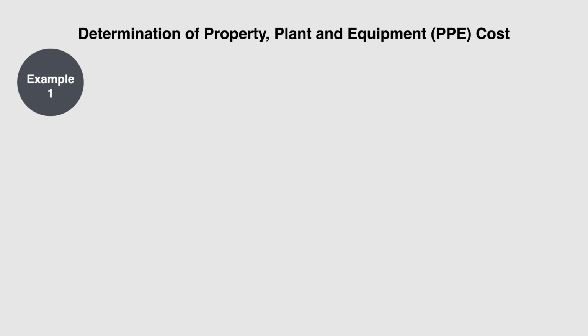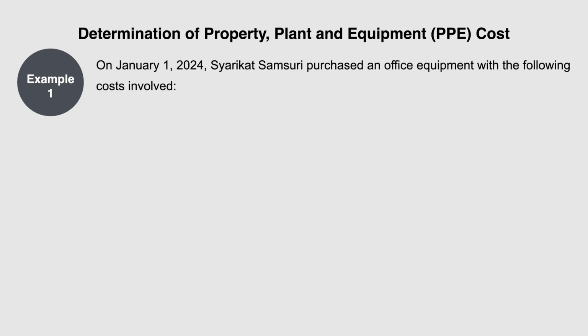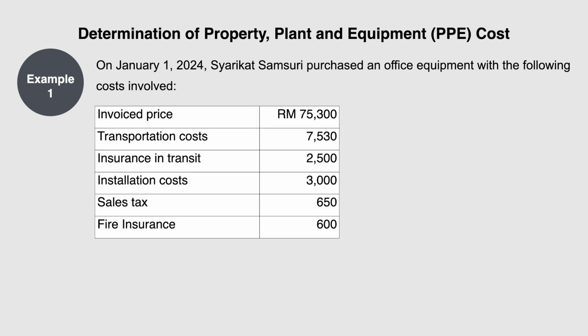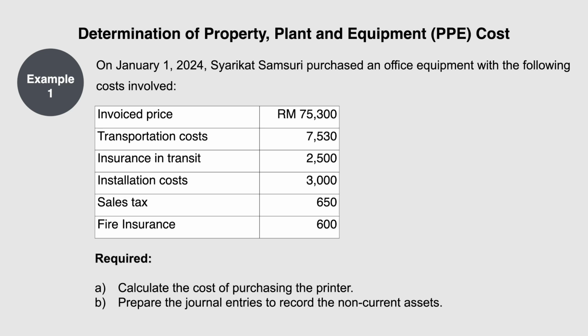For this question, for Syarikat Samsuri on January 24, 2024, given the question related to the costs involved during the purchase of the office equipment, and the question asks you to calculate the cost of purchasing the printer and prepare the journal entry. First thing first, we want to identify which costs involved in the purchase of office equipment can be included into the office equipment.